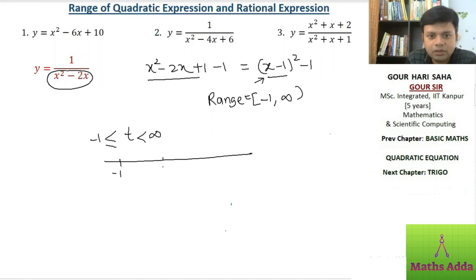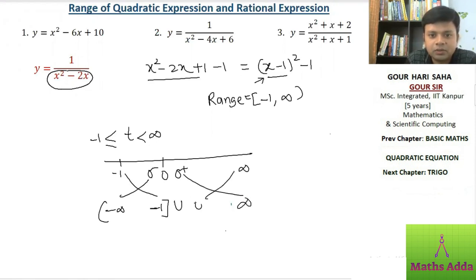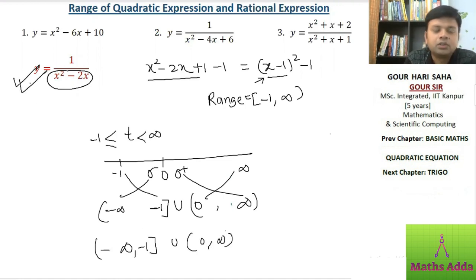Minus 1, 0 here, 0 minus this side, 0 plus this side, and infinity. So now this is minus infinity, this is minus 1, closed. You cannot close it, open, union. 0 plus reciprocal is infinity, this is 0, so 0 to infinity. So the answer is minus infinity to minus 1, union 0 to infinity. This is the range for this one.